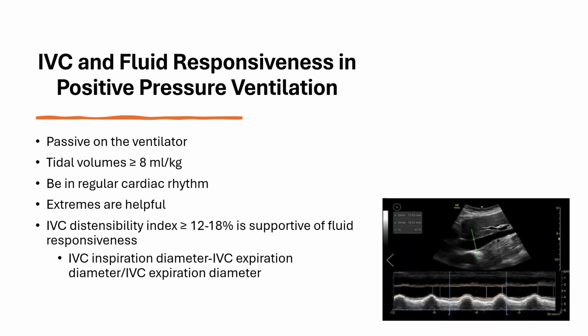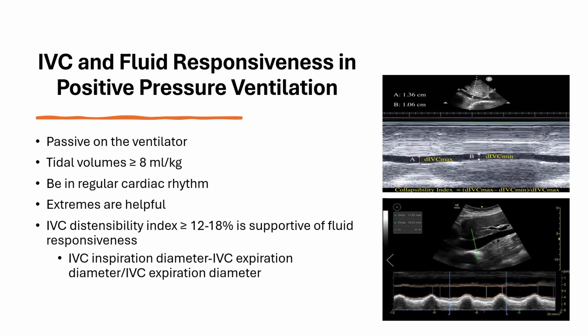IVC distensibility index, which is also described here on the slide with a formula, can be used to determine whether a patient is likely or not to be fluid responsive. You can either use a 2D, which is shown on the bottom right, or you can also use an M-mode in order to calculate the formula and estimate the chances of your patient being volume responsive. Please pause the video if you need more time to review the slide.